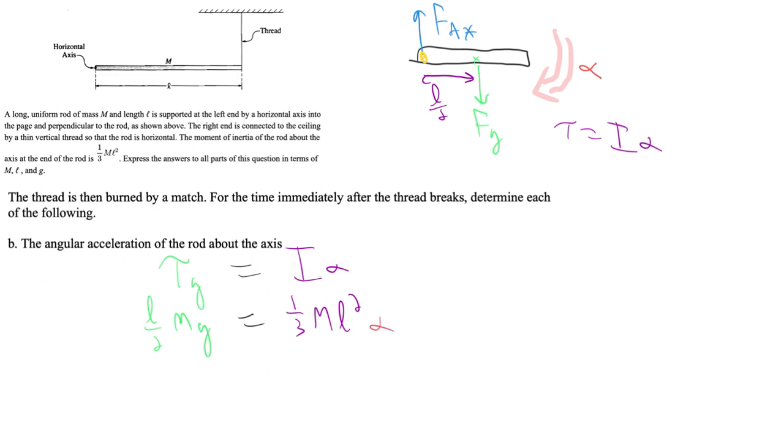A couple of convenient things happen, as they often do. Notice that the mass cancels. That's nice. And one L cancels, leading us to eventually get the final answer here, which is that alpha is g over 2 over 1/3 L, or 3/2 g over L. And that's our angular acceleration.